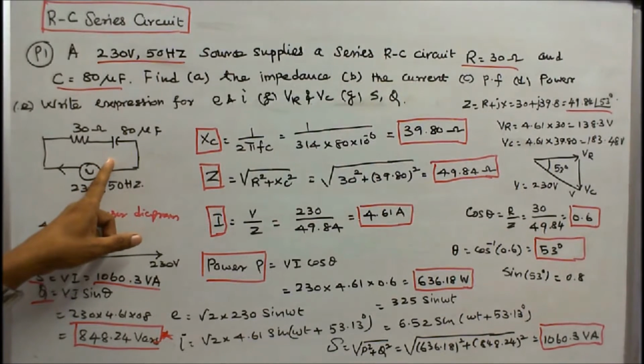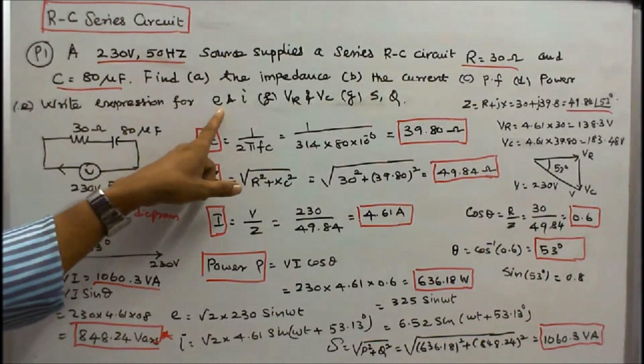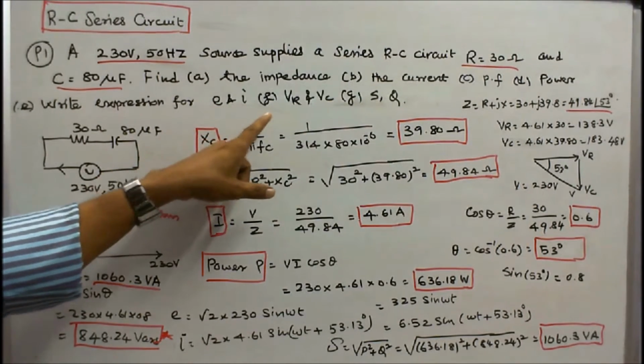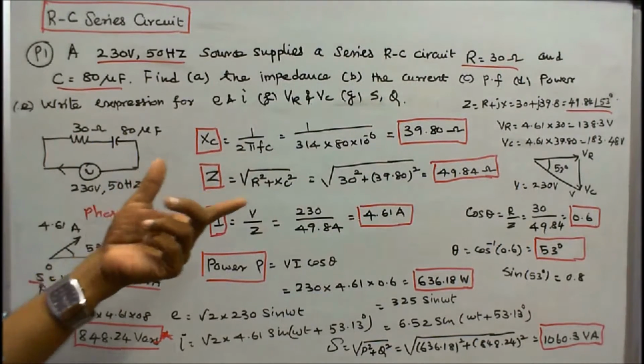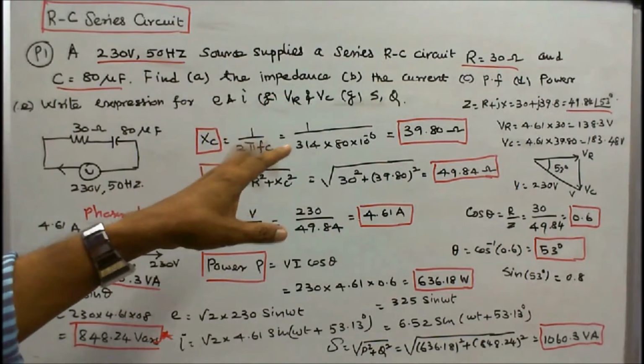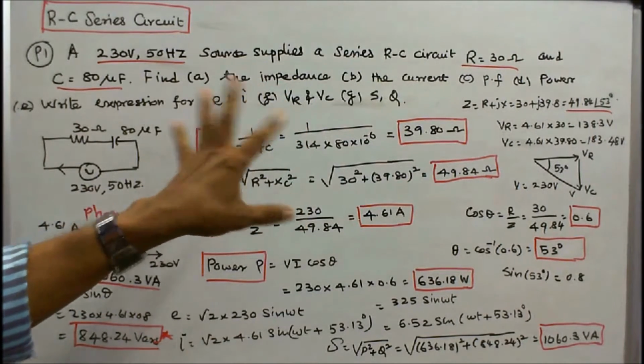Find A, the impedance. B, the current. C, power factor. D, power. E, write expression for instantaneous voltage and instantaneous current. F, voltage across resistor and voltage across capacitor. G, apparent power and reactive power Q.